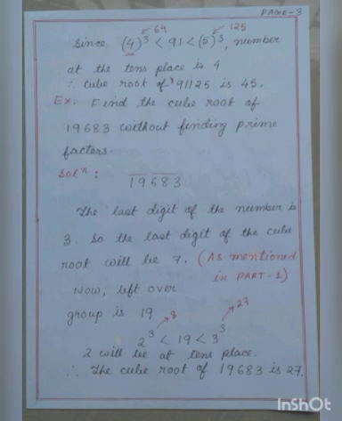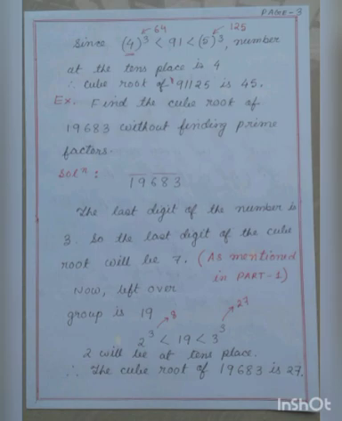Now let us see another example. Find the cube root of 19683 without finding prime factors. So again we have made groups of 3 digits. The last digit of the number is 3, so the last digit of the cube root will be 7. We got this from the properties of cube roots I mentioned in part 1 of this chapter. Now the leftover group is 19.